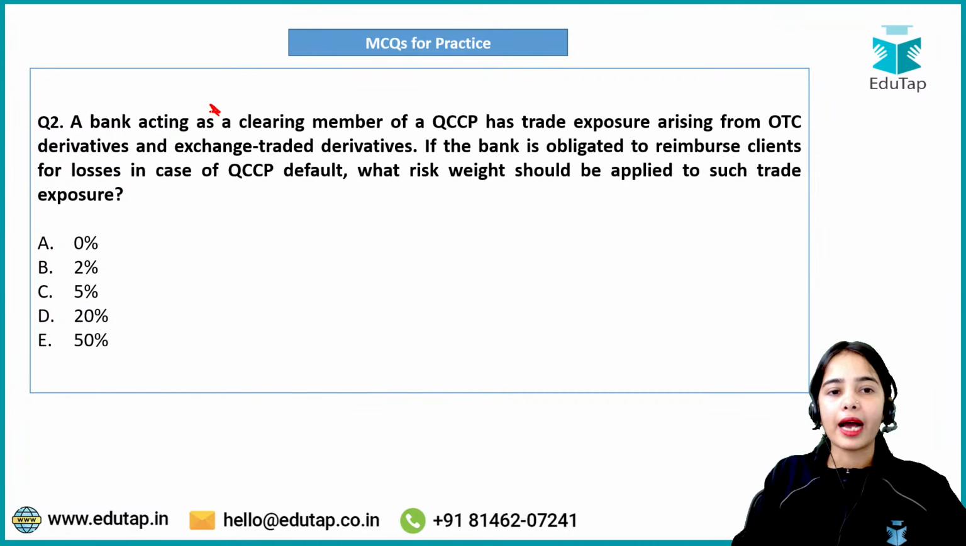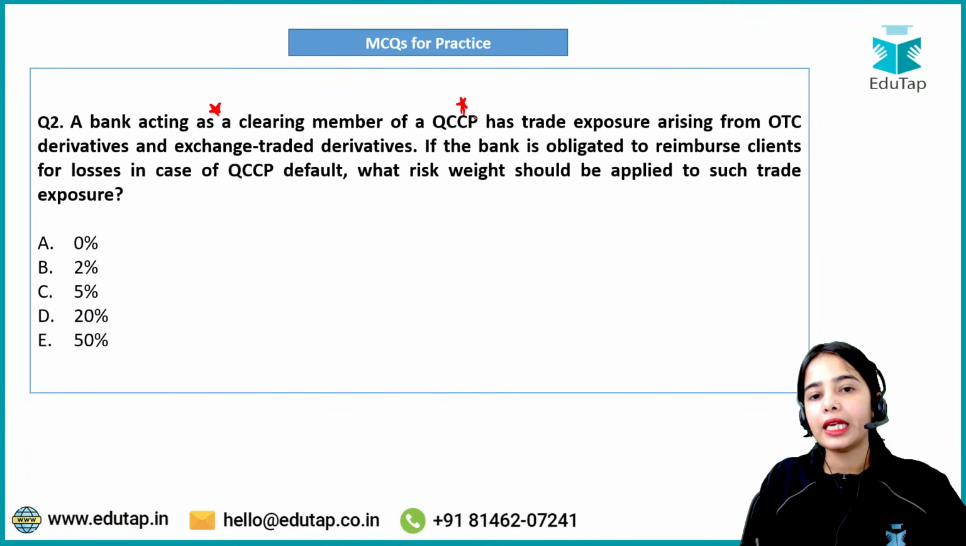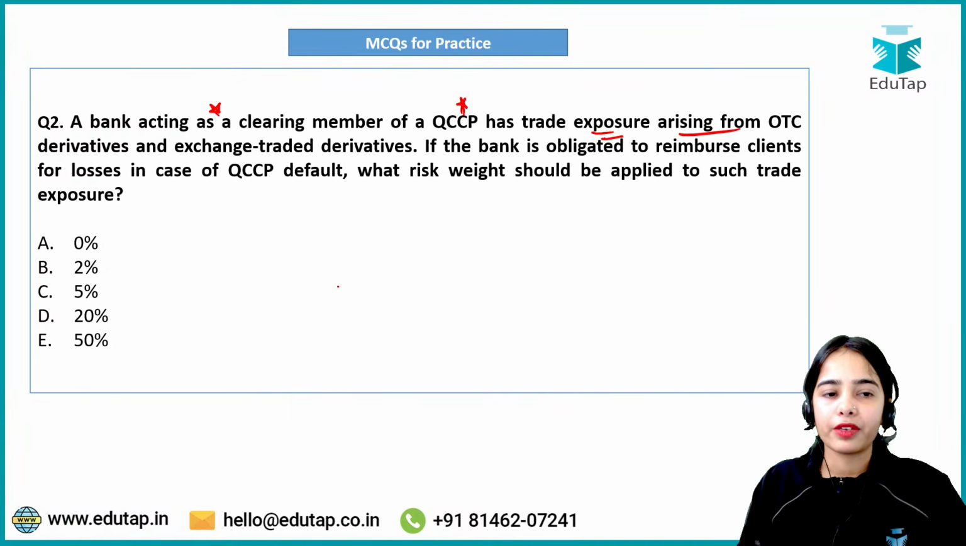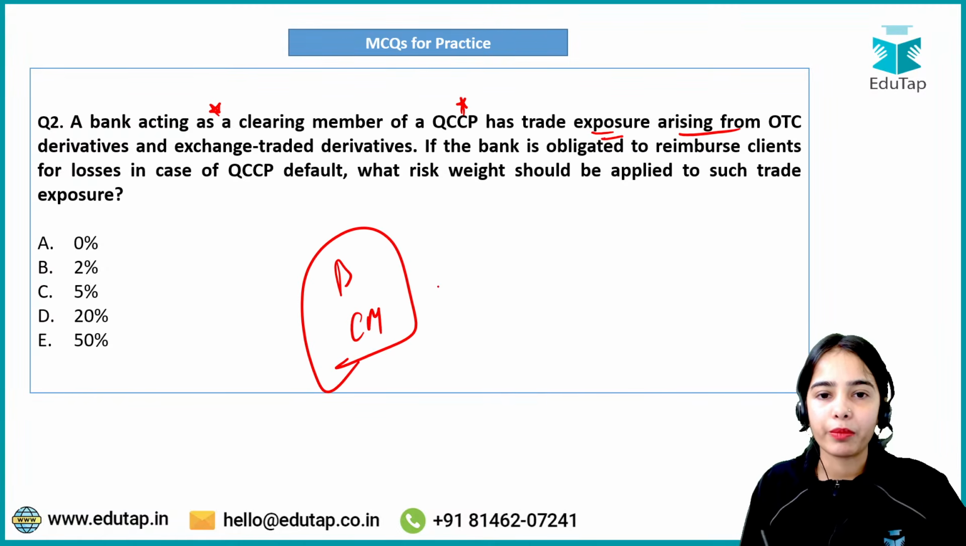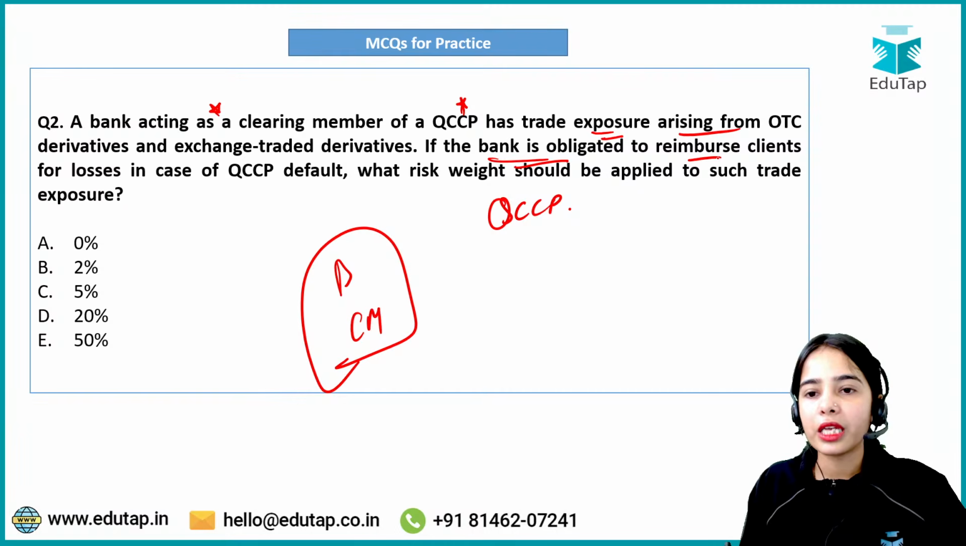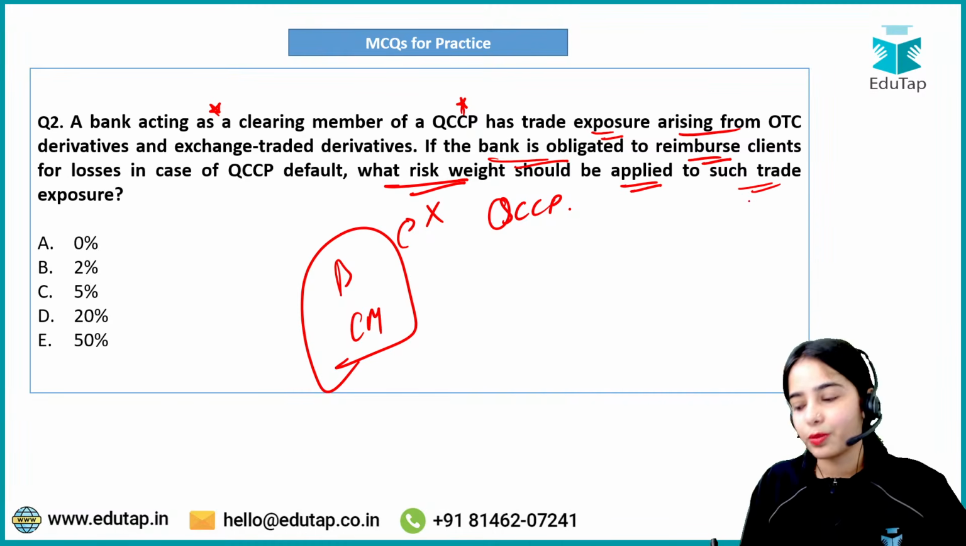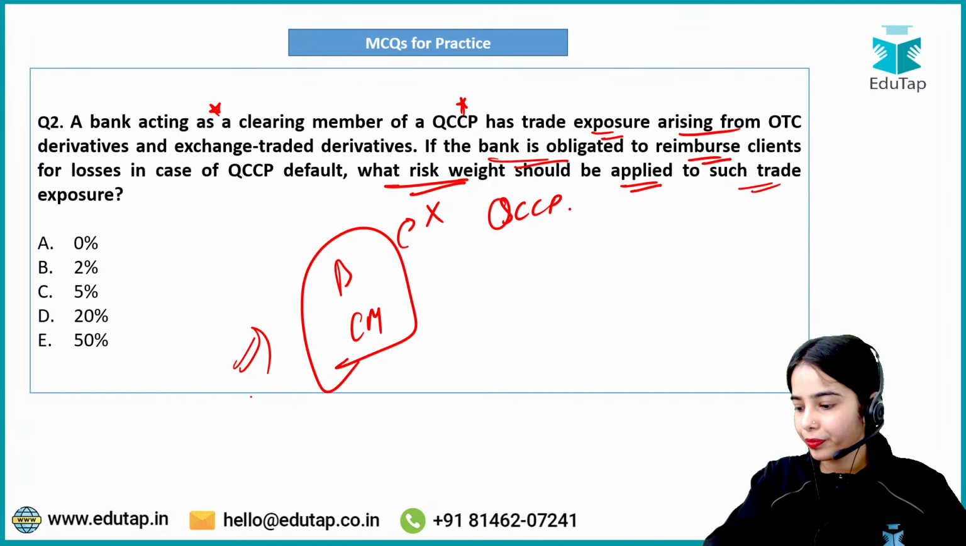Next, a bank acting as a clearing member of a qualified central counterparty has trade exposure arising from OTC derivatives. So if a bank is acting as a clearing member and there is a qualified central counterparty for a trade, and the bank is obligated to reimburse the client, then how much is the risk weight that will be applied for such trade exposure? So try to answer this question, okay?